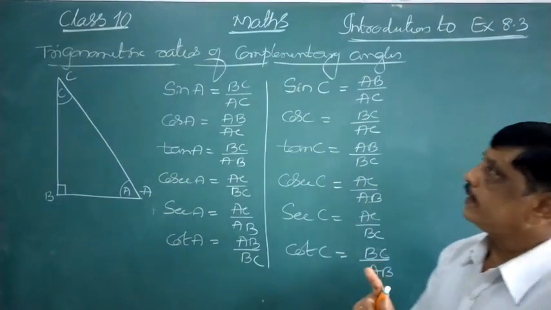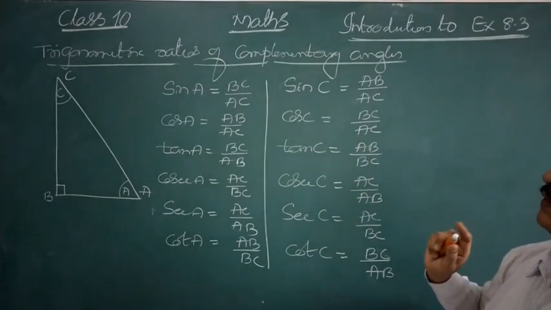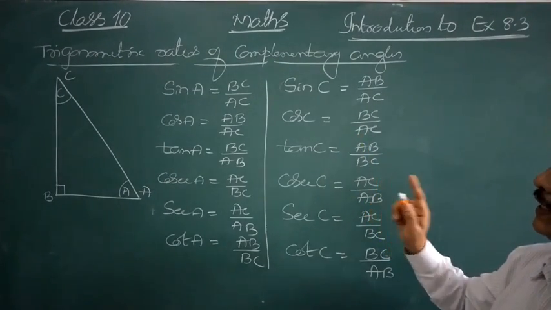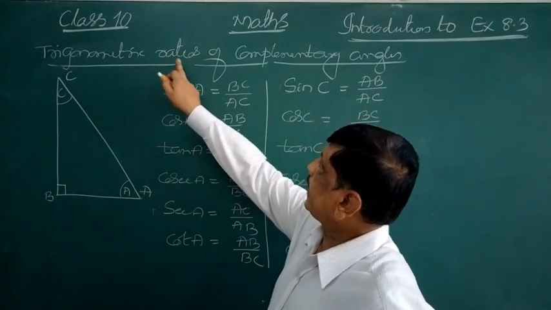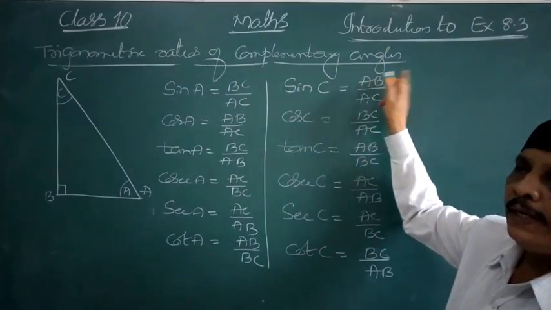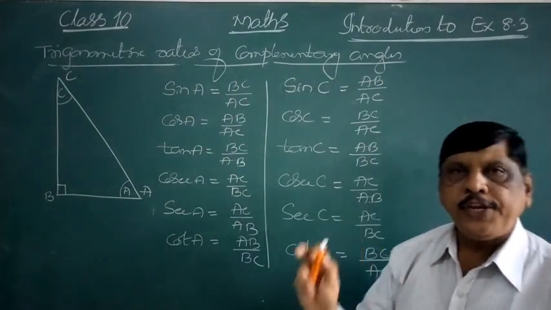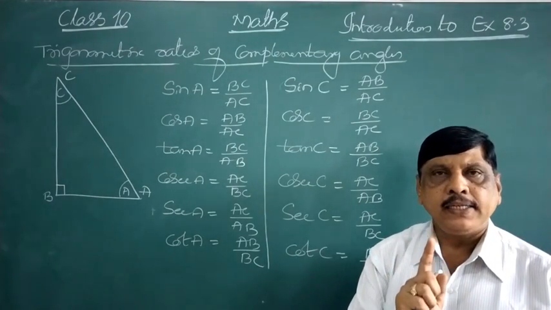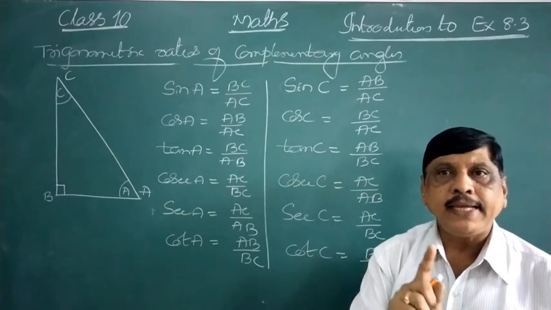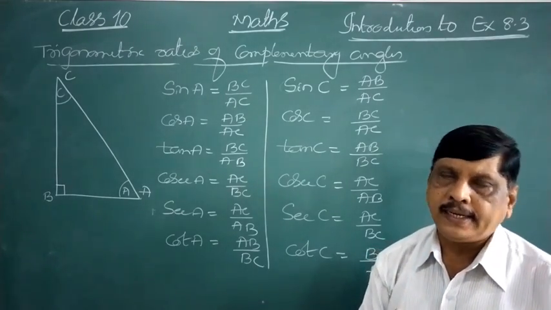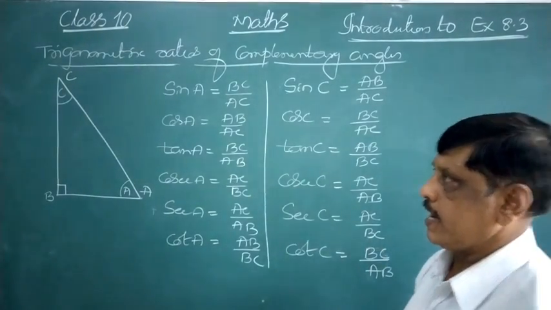Dear students, in today's session we discuss an interesting concept, that is trigonometric ratios of complementary angles. We know that two angles are said to be complementary angles when their sum is 90 degrees. Okay, first let us see here.